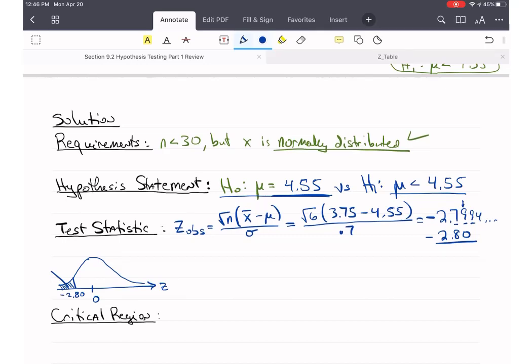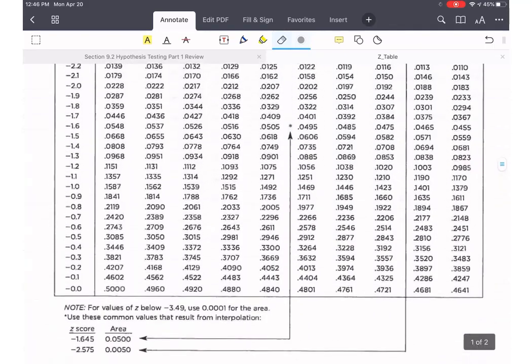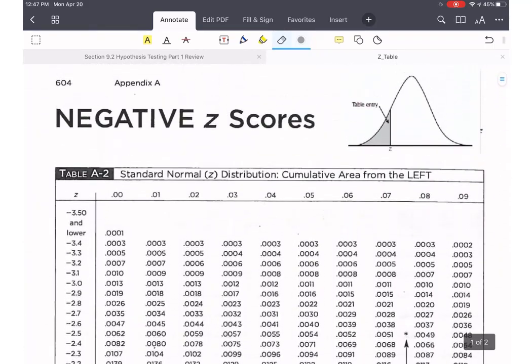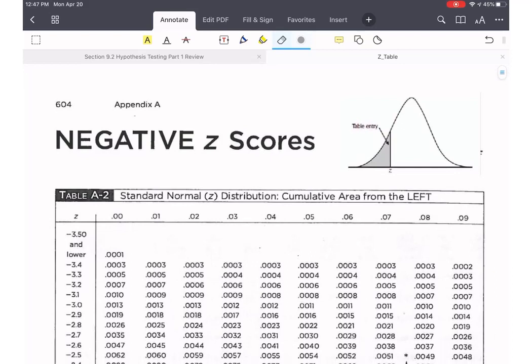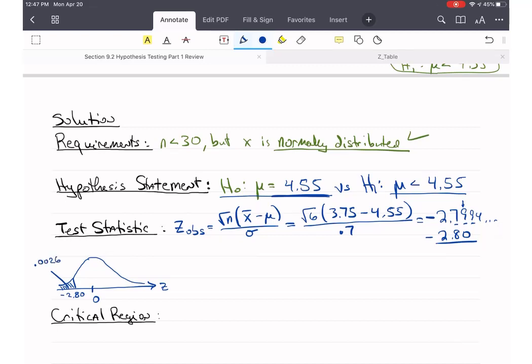2.8, negative 2.8. Now I'm going to go over to my Z table, and then I'm going to go up to my negative 2.8. So can't quite get there, but negative 2.8 is here, and it's negative 2.80. So that tells me that my p-value is going to be 0.0026. Because we're doing less than. Okay.